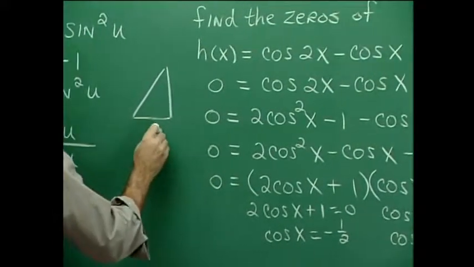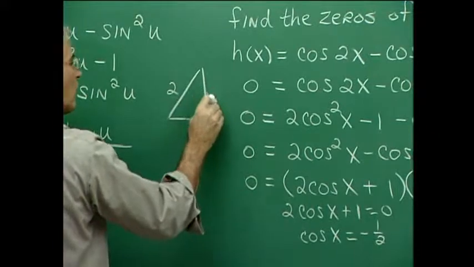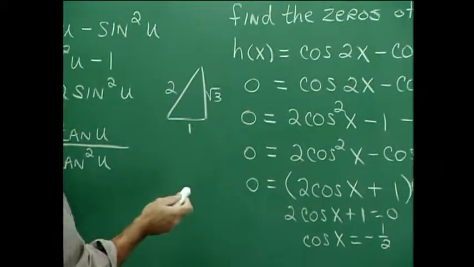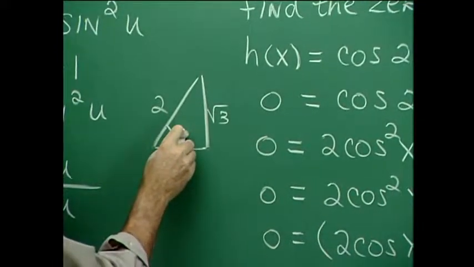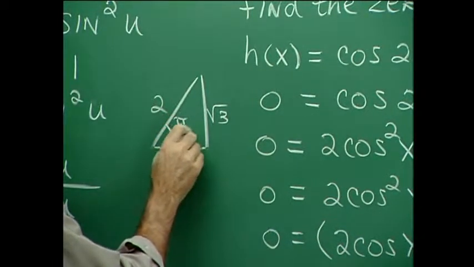I need to go to that 1, 2, the square root of 3. I'm talking about cosine, so it's adjacent over hypotenuse. Oh, that's this angle. It's 60 degrees or pi over 3. So we're thinking pi over 3.